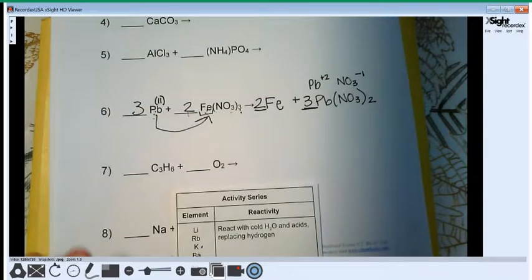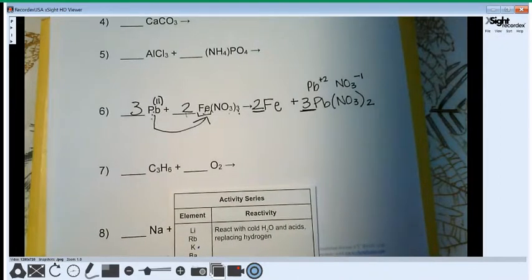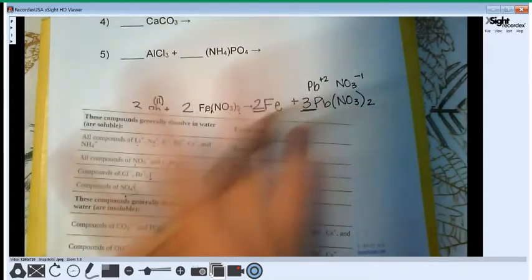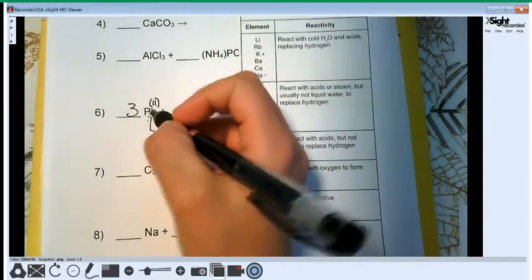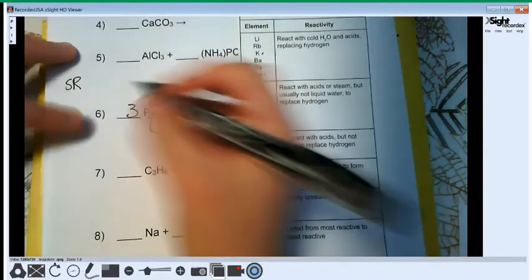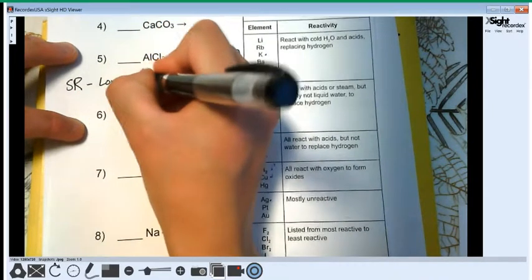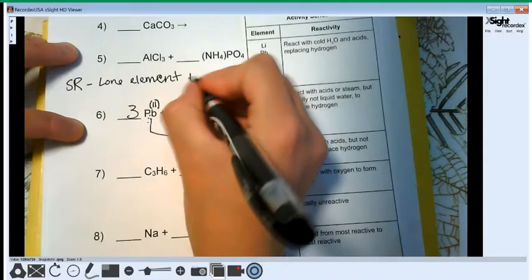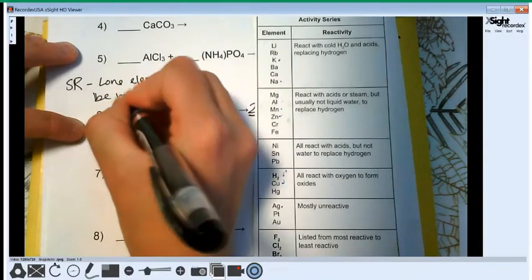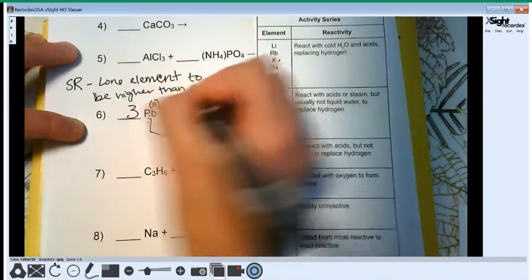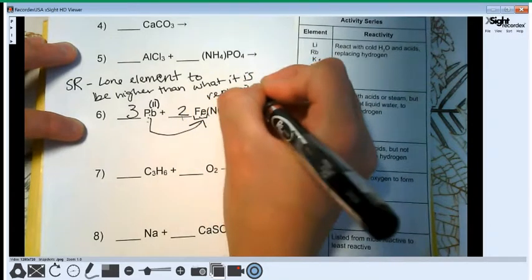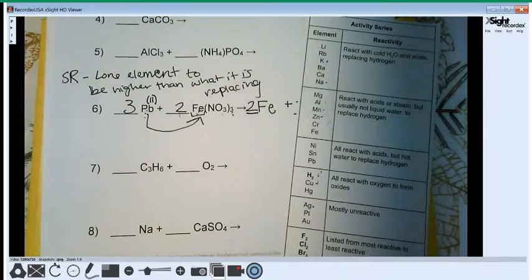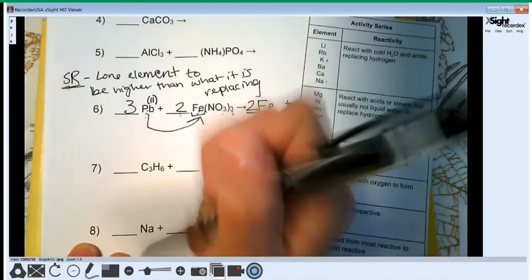Okay, so then we want to determine whether or not this reaction really will happen. And it has nothing to do with our solubility rules. We don't need to use this at all. What we do need to use is our activity series. And for a single replacement reaction to happen, we need the lone element to be higher than what it is replacing. So this only applies to single replacement.